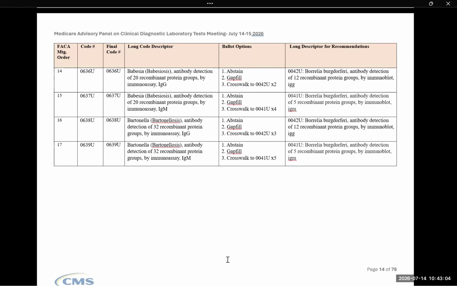All right. And do we have any questions or comments from the panelists or CMS on this code? No? All right. Everybody, please cast your votes.